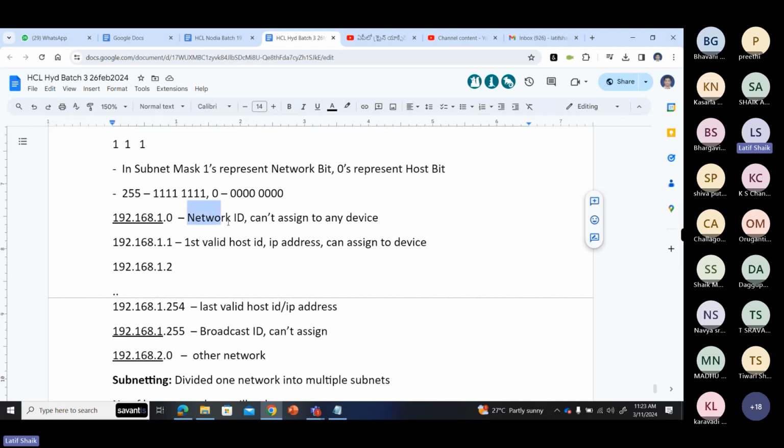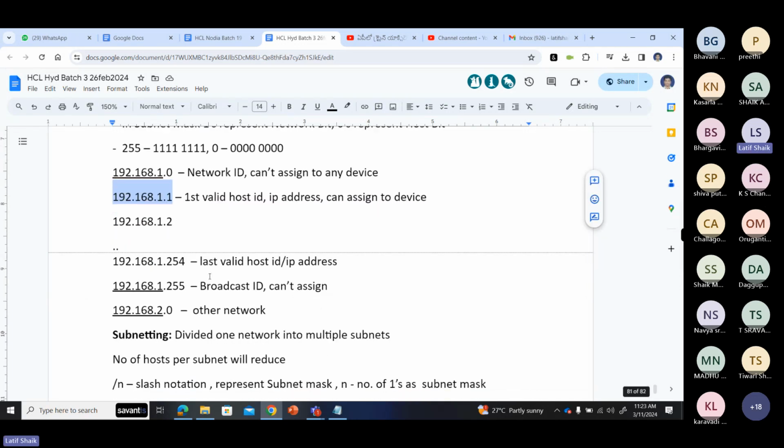So this is called a network ID, which we cannot assign to any device. This total number represents the network ID. The network portion is this, and this is totally the network ID, which we cannot assign to any device. The next one is the actual IP address, which we can assign to devices. If you keep going 1, 2, 3, 4, 5, the last one you reach is called the 255.